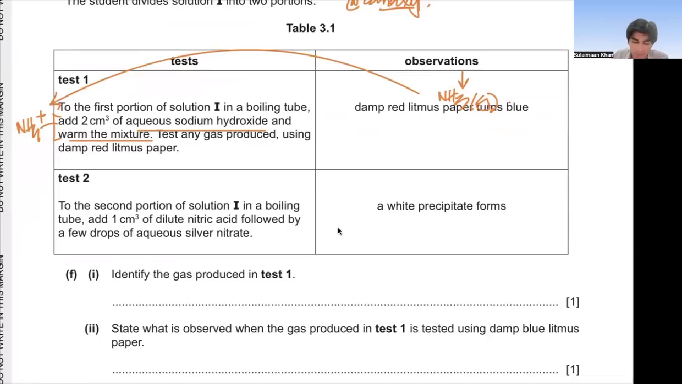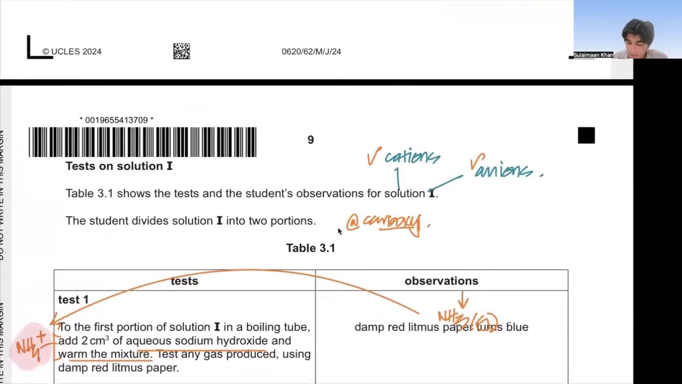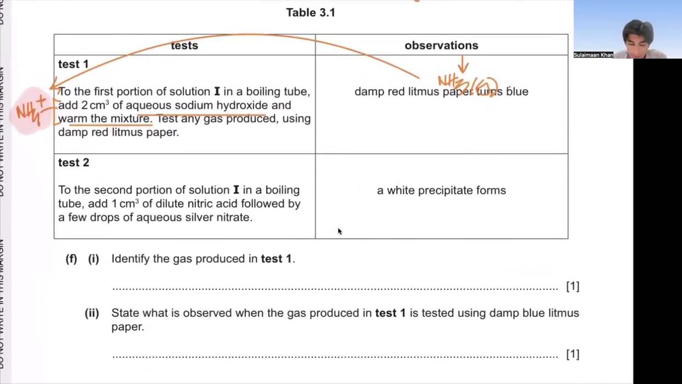Okay, so we figured out the positive ion. So I could safely say the cation has been identified. Let's look at the anion. So he's saying in the second portion, dilute nitric acid is added, followed by silver nitrate. What is this a test for? It's a test for halide ion. So it's a test for chloride, bromide, iodide, right? But if a white precipitate forms, you know that the ion present was the chloride ion.